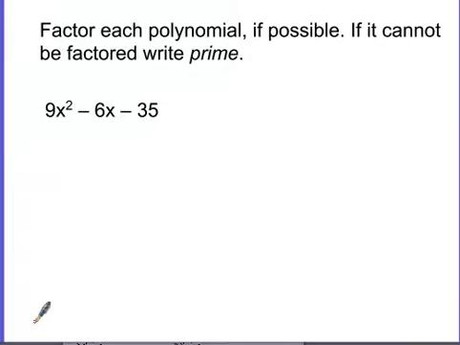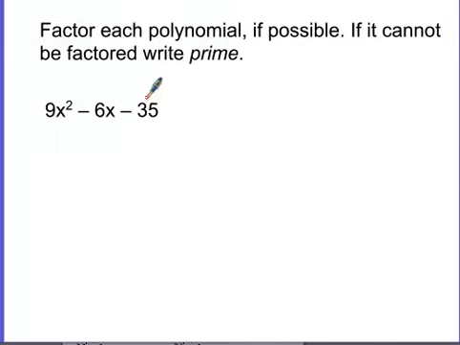Factor each polynomial if possible. If it cannot be factored, write prime. So, is there anything that we can factor out of all 3 terms? 3? No. 3 does not go into 35. 1 is the greatest common factor, so we can't factor anything out. Is it a perfect square trinomial? No. 9 is a perfect square, but 35 is not, so it's not a perfect square trinomial.